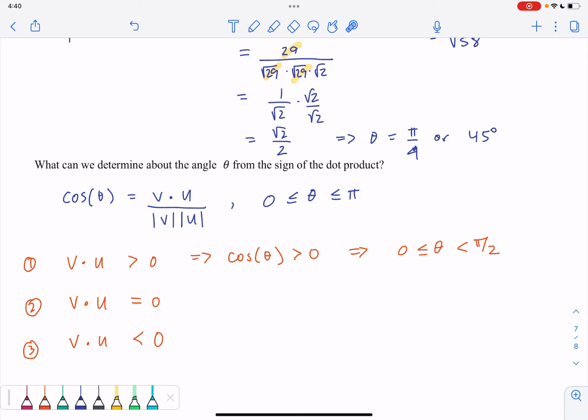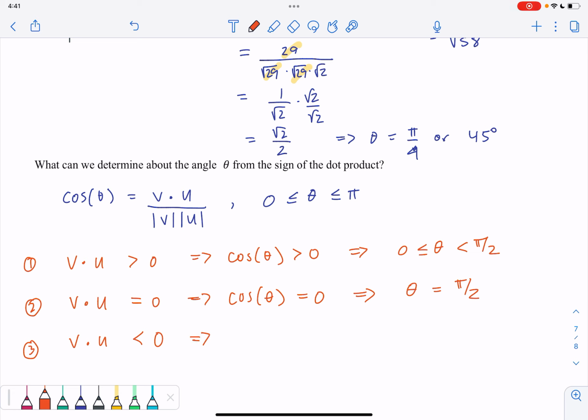Let's look at the next one. What if the dot product is equal to 0, like here in case 2? Well, think about our equation. If the dot product is 0, then I have 0 over some number, and 0 divided by anything that's not 0 is just 0. So cosine of theta is equal to 0. Very specifically, when cosine of theta is exactly 0, then theta has to be exactly pi over 2.